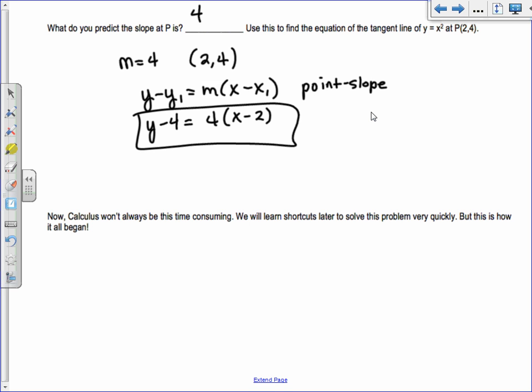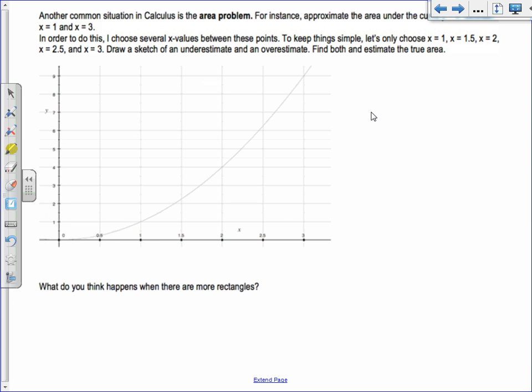It's just called limit. Okay, so a limit is as you get closer and closer to a certain value, what happens. Okay, so next up, another common situation in calculus is the area problem.